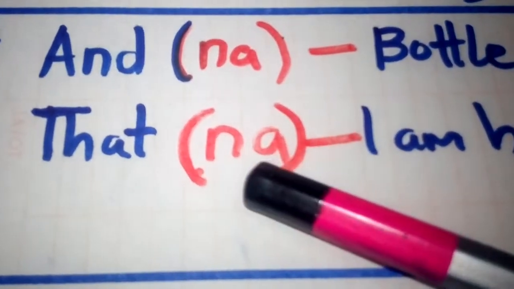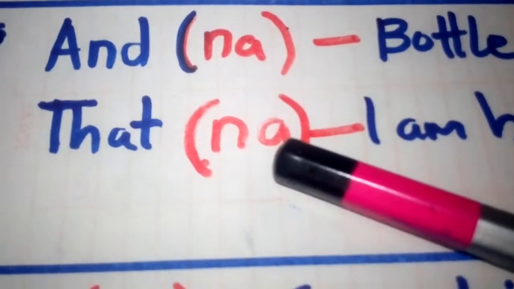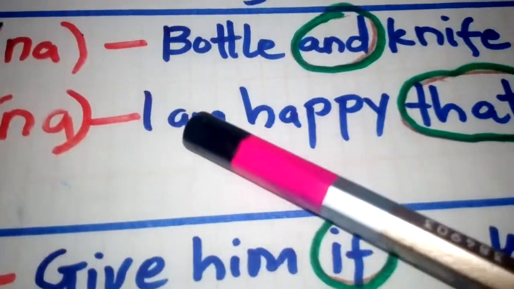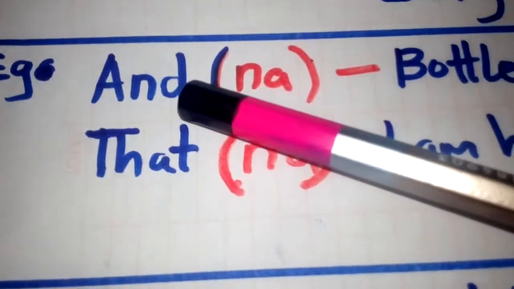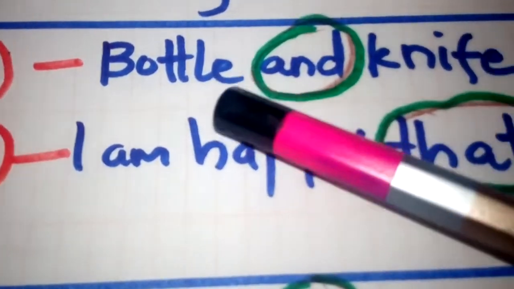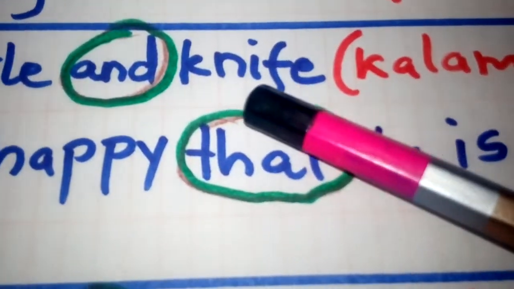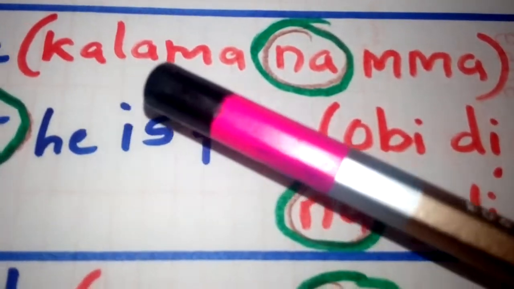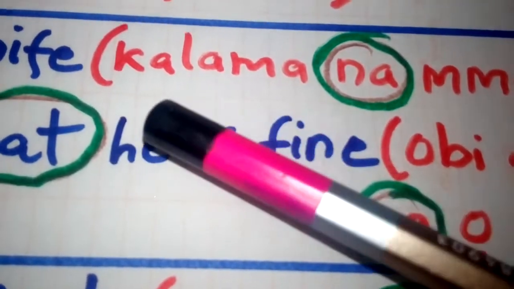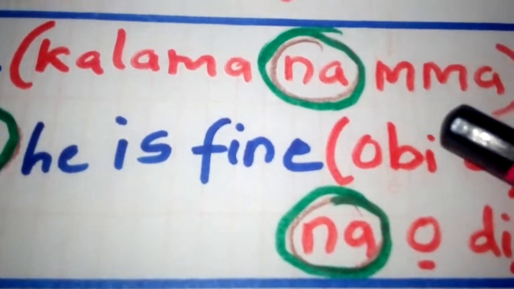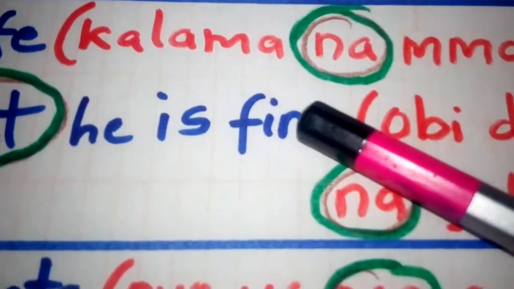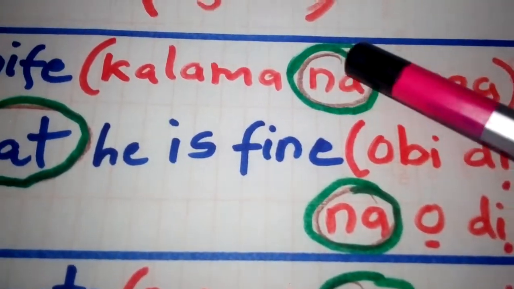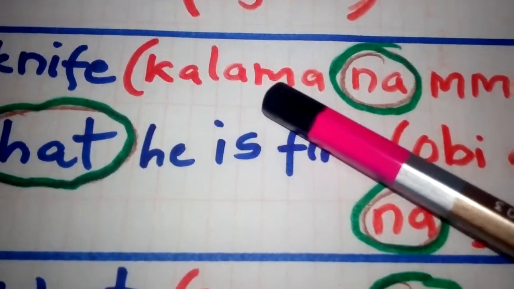So here the conjunction is na, that is na, and is na, okay. So let's go straight and see. Bottle, so this is and, we are dealing with the and now. So bottle and knife, bottle and knife. Bottle is kalama, remember. Bottle, kalama, na, mma is knife. Kalama, na, mma. So this is bringing these two words together, okay.